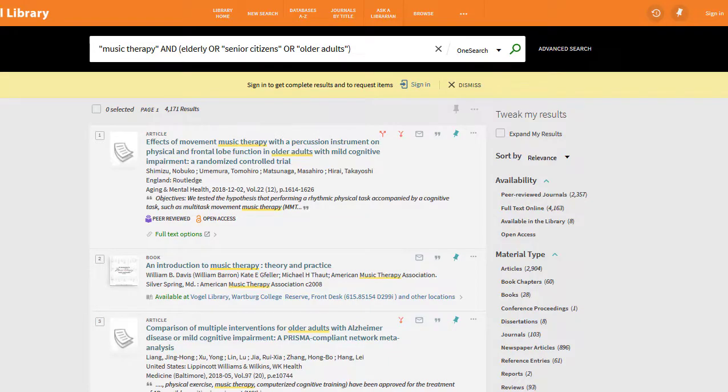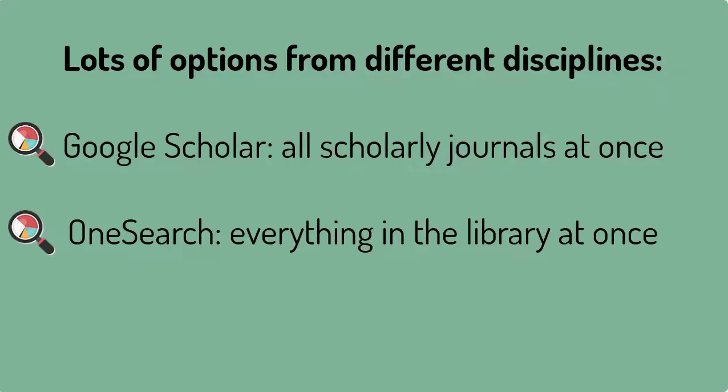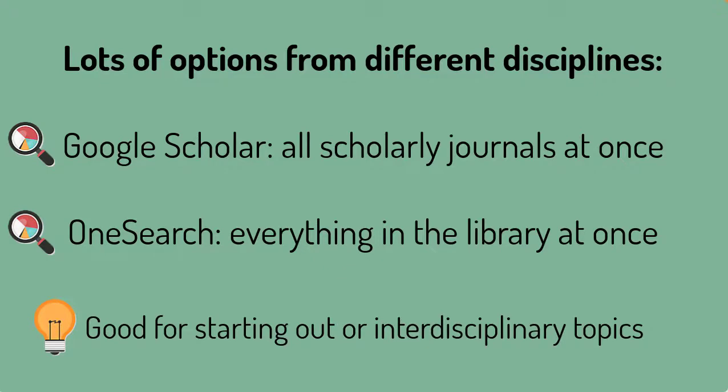To review, Google Scholar and OneSearch are both good options if you want to see results from many disciplines. With Google Scholar searching inside scholarly journals and some books, and OneSearch searching inside everything in the library's collection. This is good if you are just starting out in your research, or if your topic is interdisciplinary, which many topics in music therapy are.